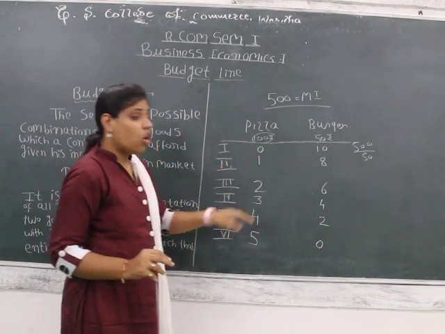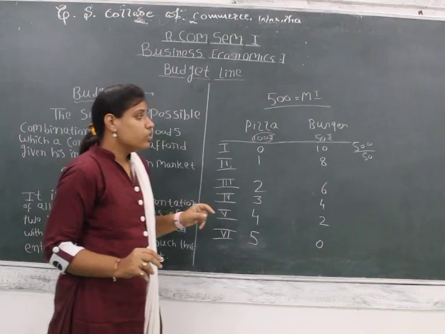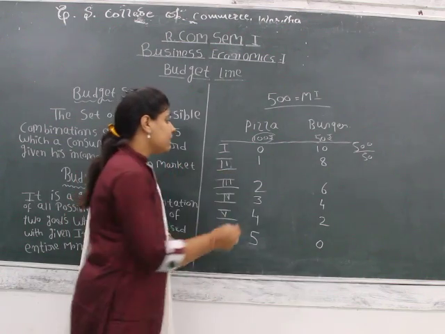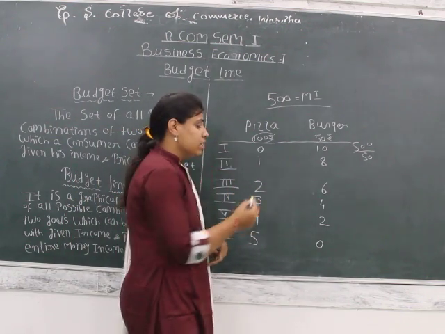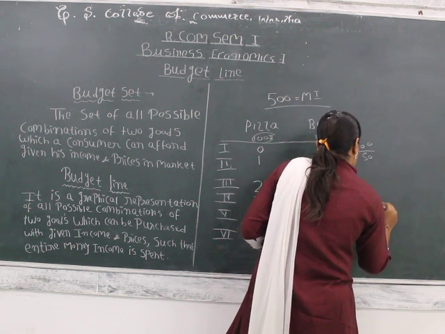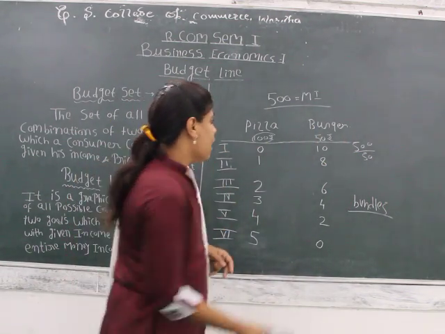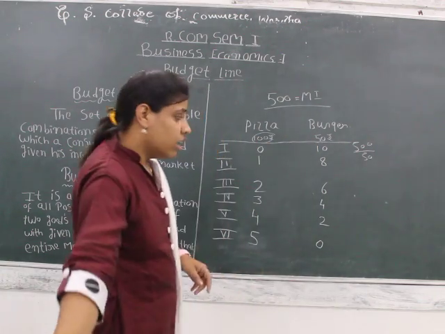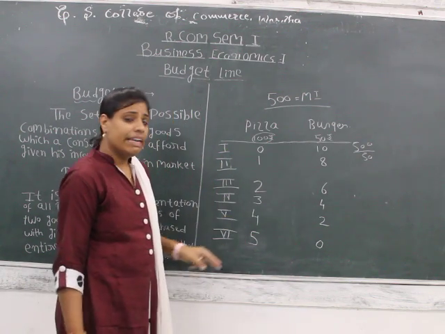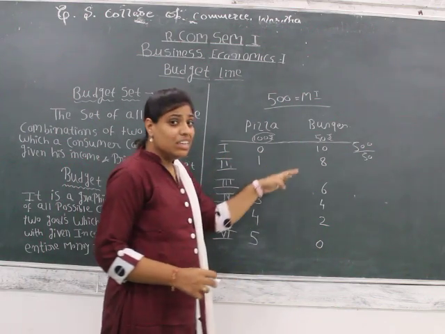So these are the different combinations of commodities that a consumer can buy with his available money income. In the language of economics, these combinations can also be known as bundles, bundles of goods that the consumer can buy with his available money income. And the schedule prepared when the consumer plots the different combinations he can buy with his money income is known as the budget set.